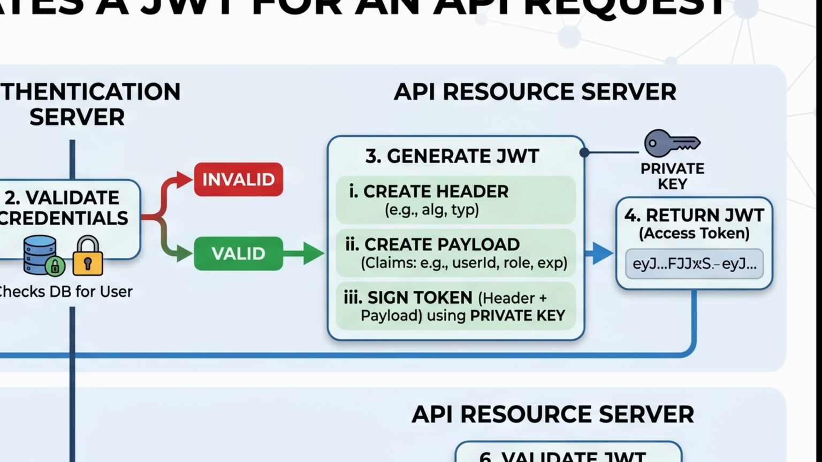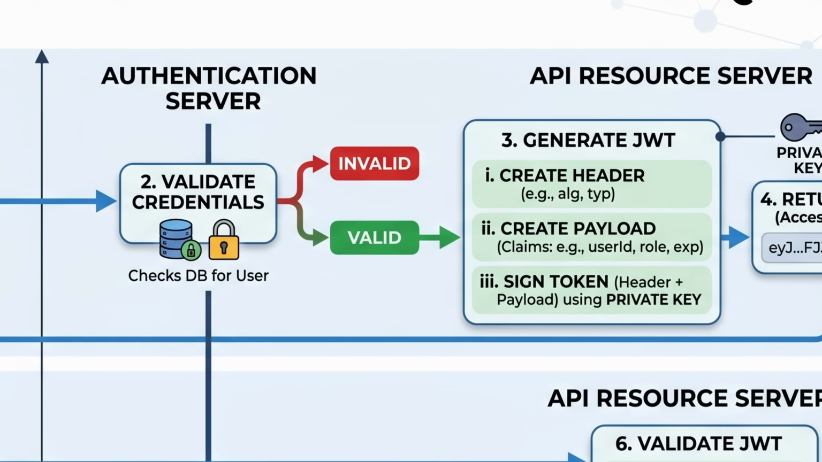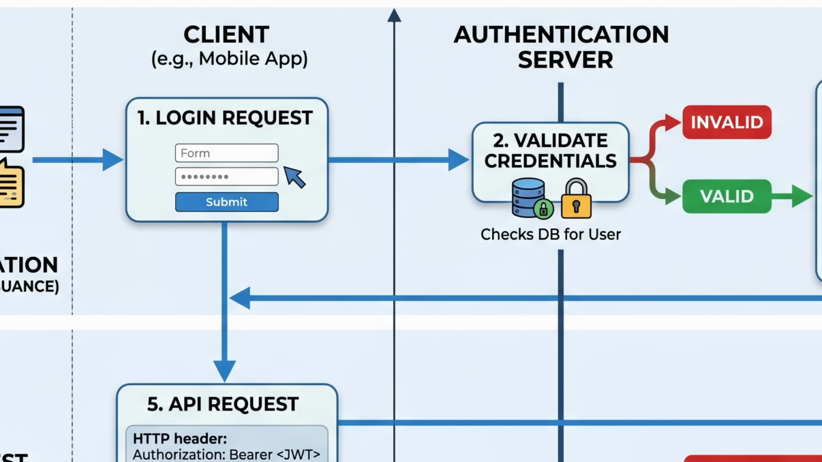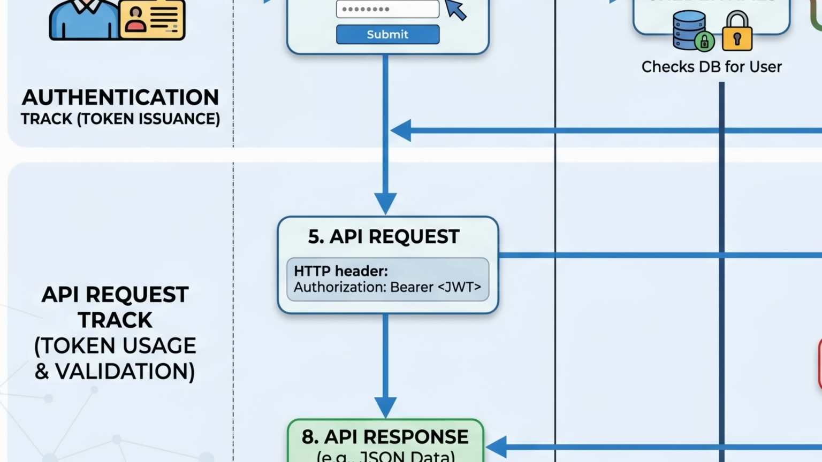Generation: if the user is valid, the server prepares to generate a JWT. It creates a header, the technical spec, and a payload, data like your user ID and your permissions. Most importantly, it signs this using a private key. This signature ensures that no one can tamper with the data inside without the server knowing. The return: the server sends the encoded string back to the client. The client now has a secure access token to use for future requests.